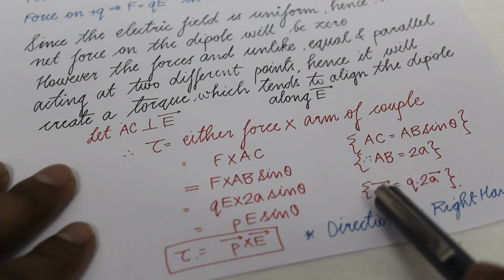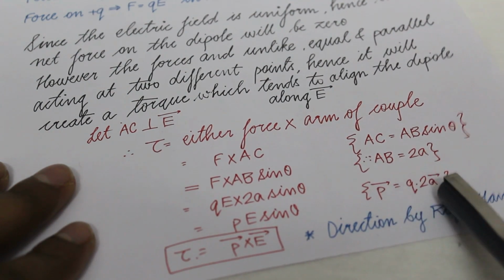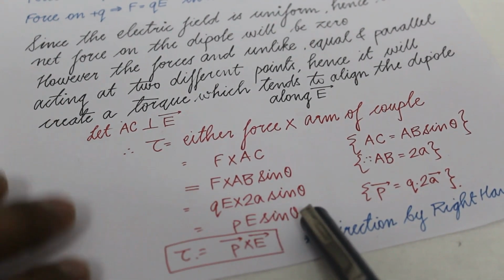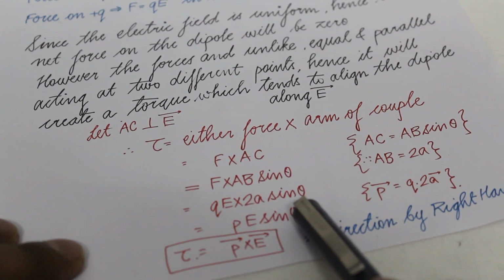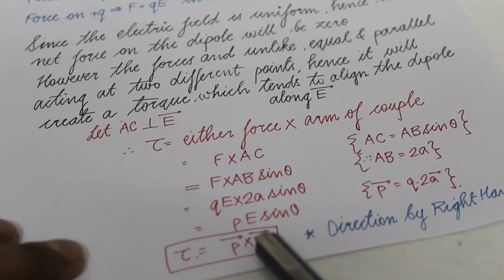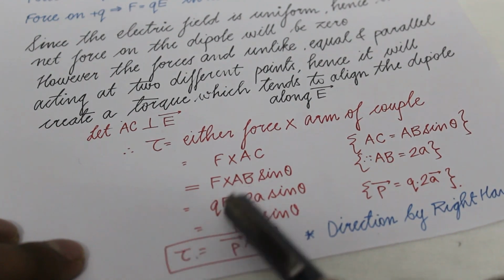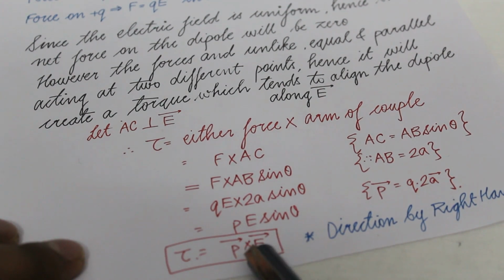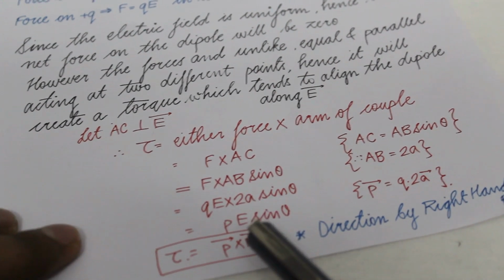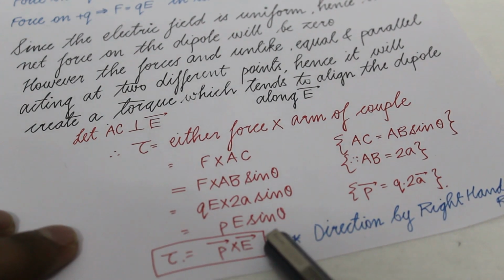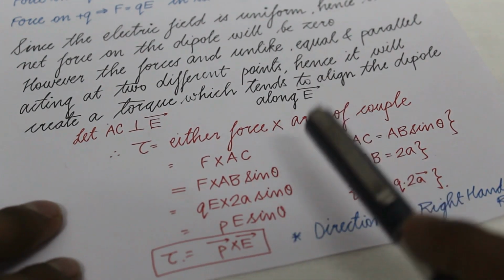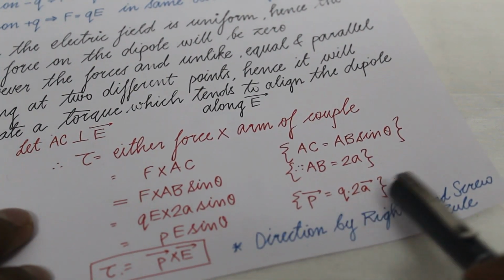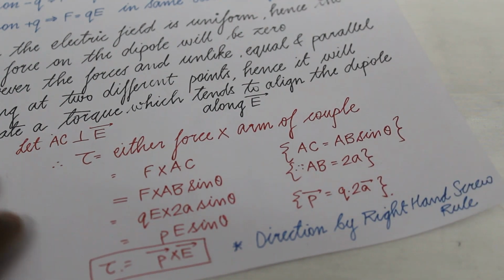Now we know dipole moment is given by q into 2a. So instead of writing q into 2a, I write pE sin theta. Now what will be pE sin theta? It will be equal to p vector cross E vector. So torque will be given by pE sin theta, or p vector, that is dipole moment, cross intensity of electric field. Now this will be the magnitude of the torque acting on the dipole kept in an external electric field. How to find out its direction? Then its direction is given by right hand screw rule, which you have studied in class 11th.